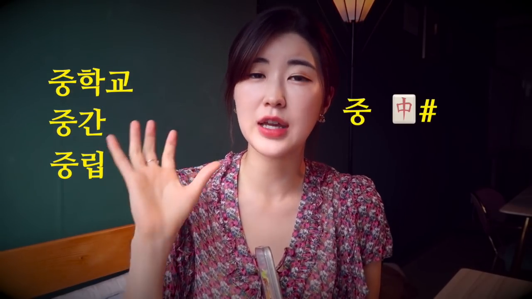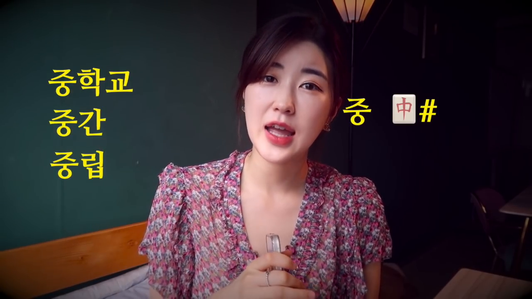That's why when you learn Korean, sometimes you find words that repeatedly come up with similar meanings. For example, 중학교, middle school. 중간, middle. 중립, neutrality. You find this repeated 중, and this is because 중 is a hanja that means in the middle. It's like Latin root words in English.